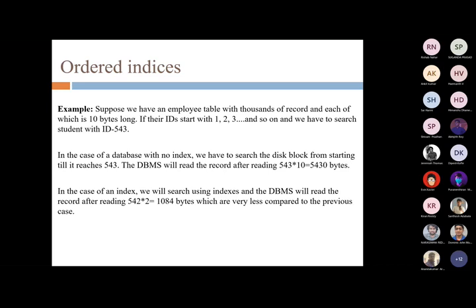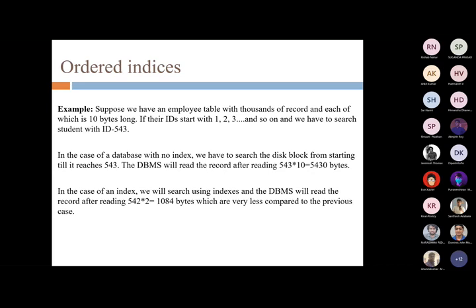So if their IDs start with 1, 2, 3 till 1000, and we want to locate or search for a student with ID 543, right? So in the case of a database with no index, we have to search the disk block from the starting till it reaches the record 543, right? So each and every record is 10 bytes long, right?